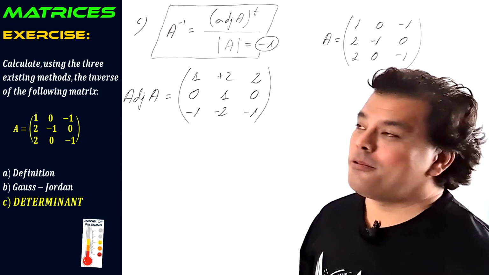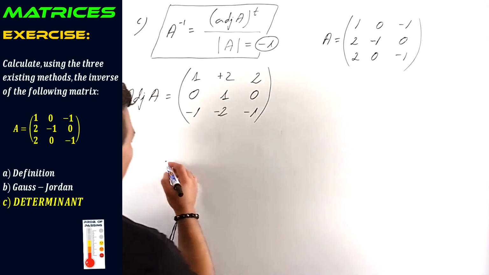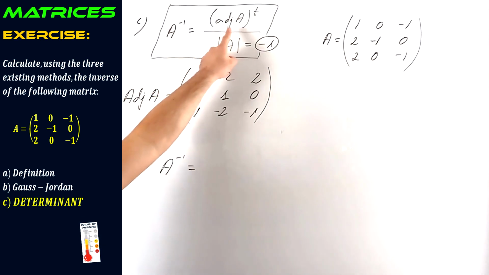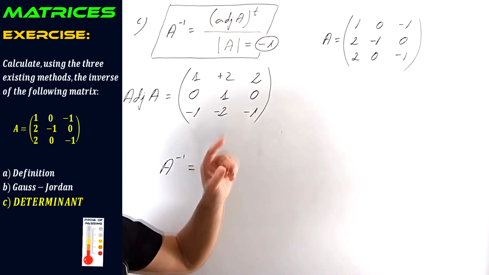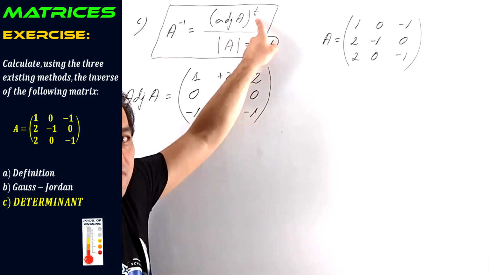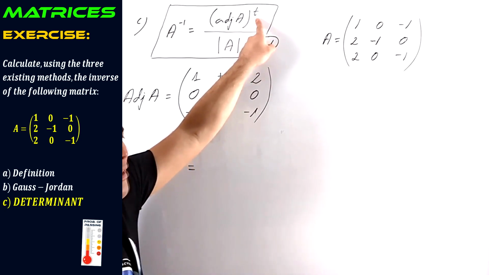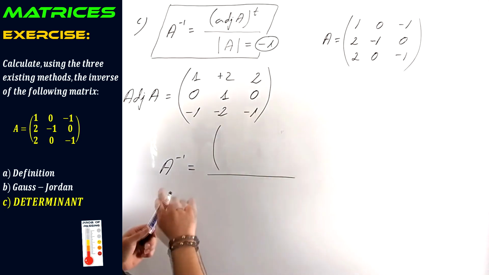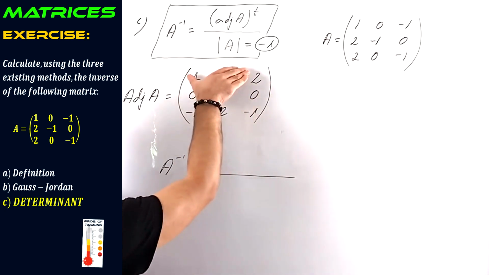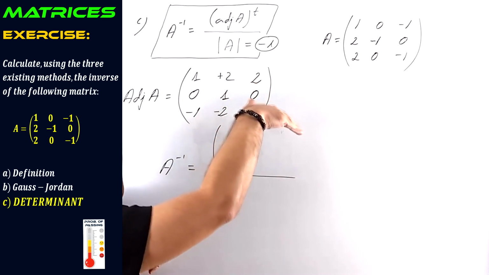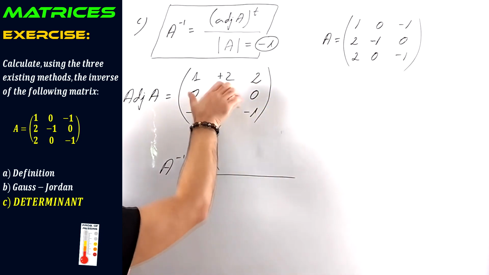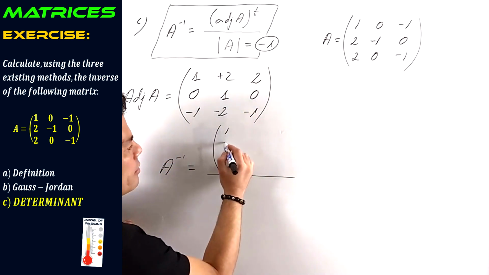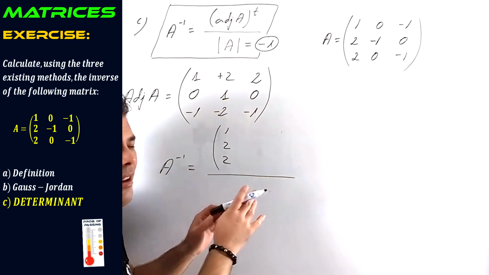So now it's time to present the solution. Let's say that the inverse of our matrix is the adjugate matrix, here it is, but transposed. Don't forget this little important detail, okay? So let's take the first row and turn it clockwise to form the first column. 1, 2, 2, but in form of column. 1, 2, 2. Easy, right?